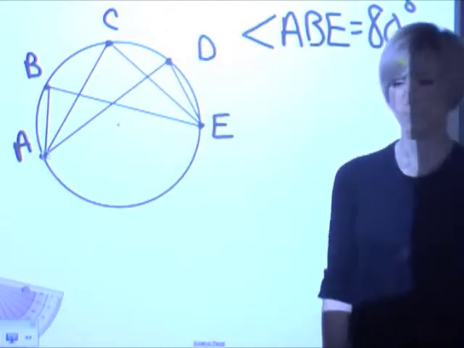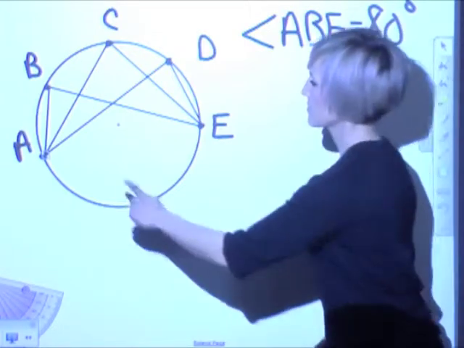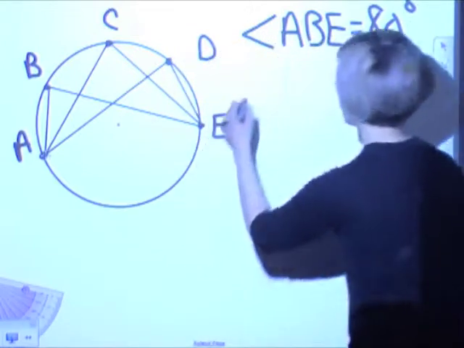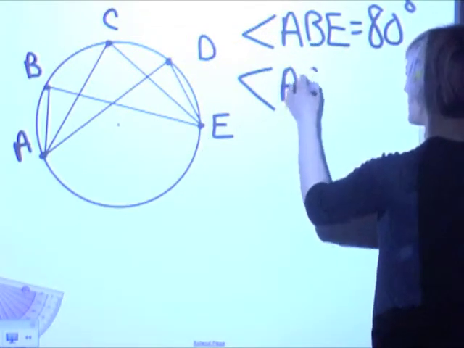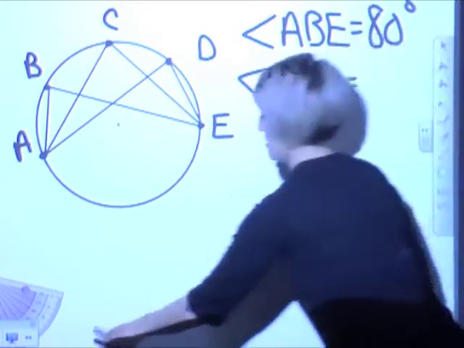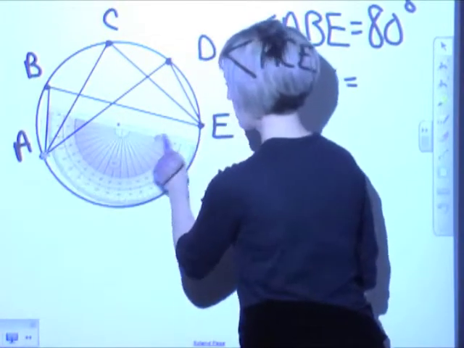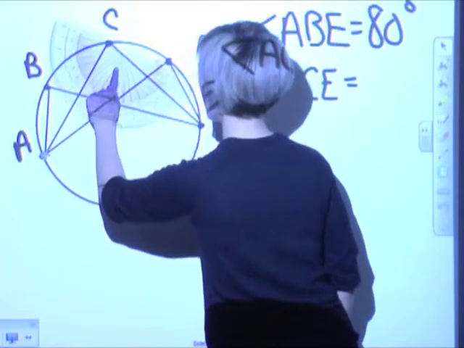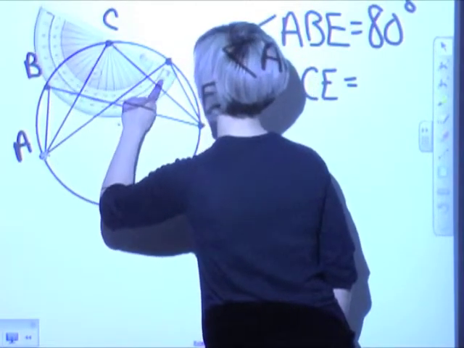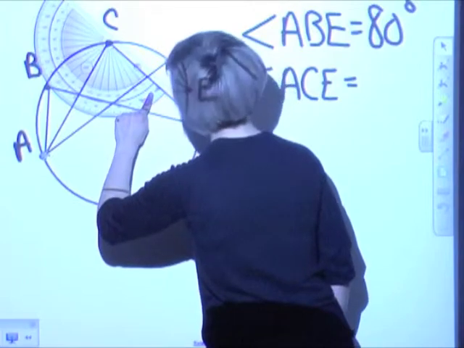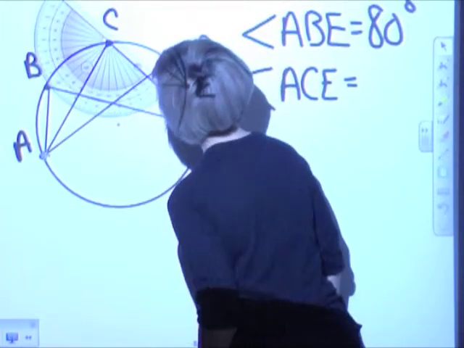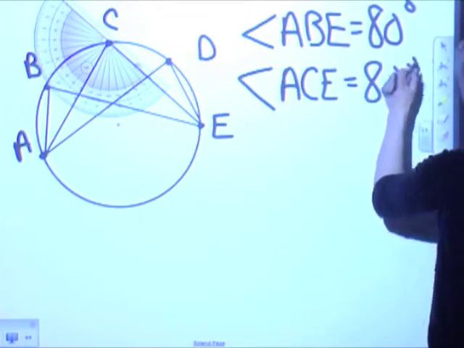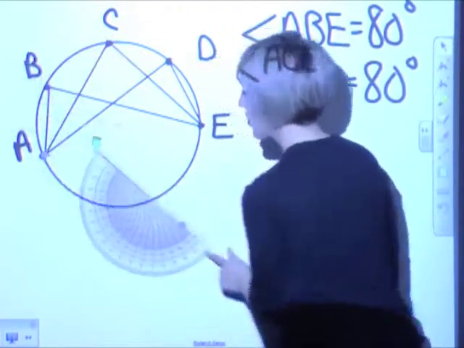Okay, now we're going to measure angle ACE, so from A to C to E, the angle at C there. Go A, C, E. Okay, I'll take the protractor out again. Alright, and it's looking to be about 80 degrees again. Nice. 80 degrees. Okay, and what's next?